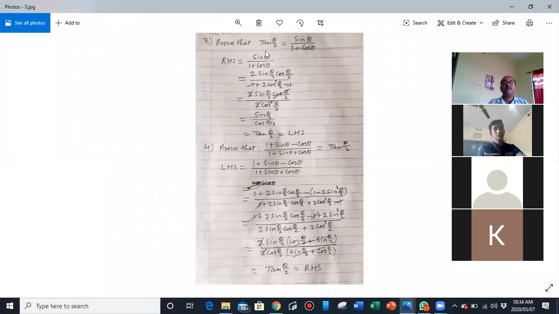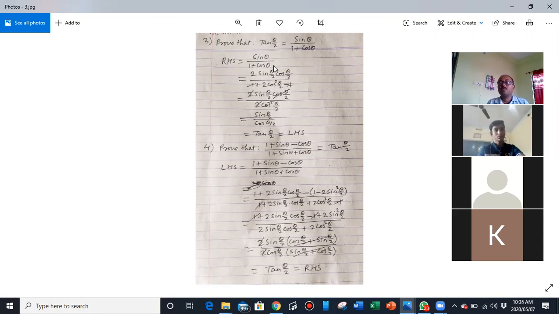So prove that tan theta by 2 equal to sin theta by 1 plus cos theta. See, theta by 2 is a fraction of theta. Here the left side is a small angle, the right side is a double angle. So in many such cases, it is wise to start from the right side. Big to small is easy. Small to big, you have to put in some extra effort. But both ways it can be done. I have chosen the right hand side.